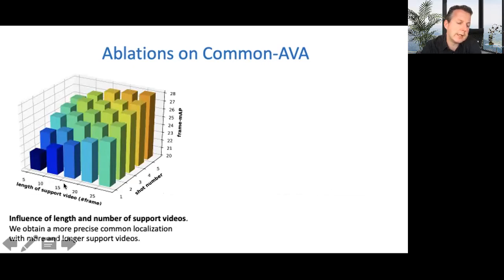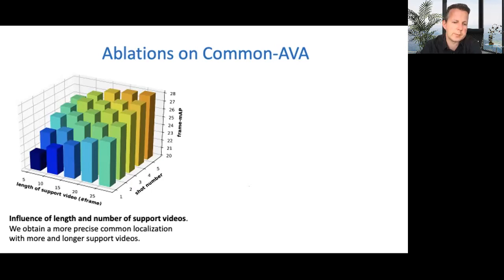Here we vary the length of the support videos from only 5 frames per support video up to 25 frames per support video. What this shows is that the longer the support videos, the better the common action detection result will be. Then we also vary, on this axis, the number of examples in the support set, ranging from 1 example to 5 examples. Again, the more examples that are provided, the better the results. So the more content it sees in the support videos, the better we will be able to identify the common action in space and time.